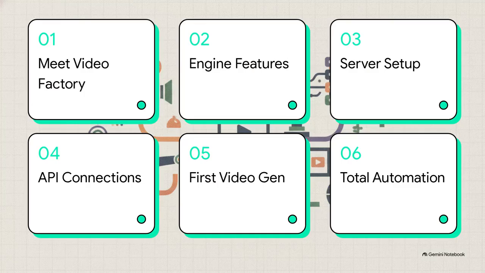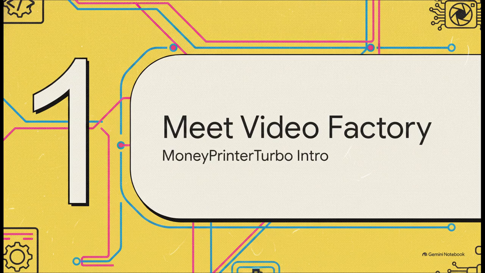All right, here is our blueprint for today's explainer. 1. Meet your video factory. 2. Features of the engine. 3. Setting up the server. 4. Connecting brains and eyes. 5. Generating your first video. And 6. Total 24/7 automation. Let's dive in. Section 1.